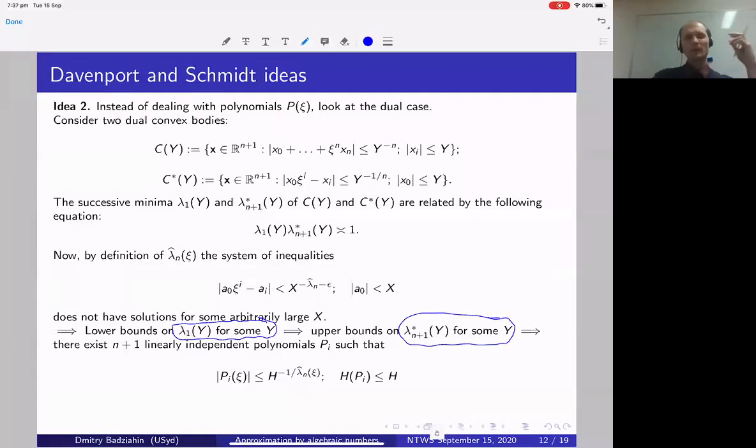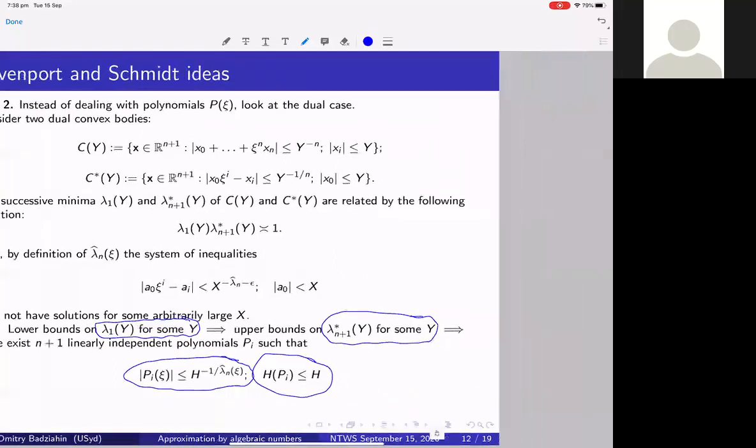And now we need to understand what this means. It means that we have n plus one linearly independent polynomials P_i such that their values are rather small. So for all of those independent polynomials, the values P_i of xi are at most h to the power minus one over lambda n hat of xi, and their heights are at most h. So we have n plus one linearly independent polynomials P. Yeah, are there any questions? No?